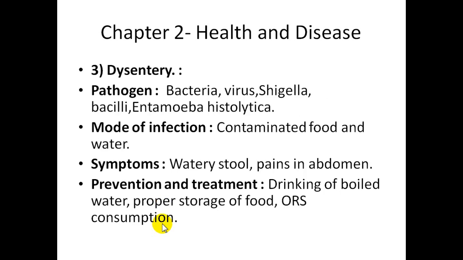The third disease is dysentery. For dysentery, the pathogen is bacteria, virus, Shigella bacilli, Entamoeba histolytica. So these are all the pathogens that might cause dysentery. Bacteria and virus, either of them might cause dysentery. Mode of infection is contaminated food and water. This is a very common disease, and we all know why it happens.